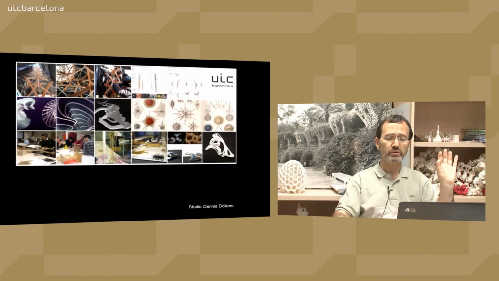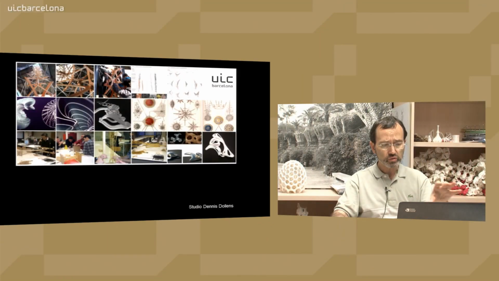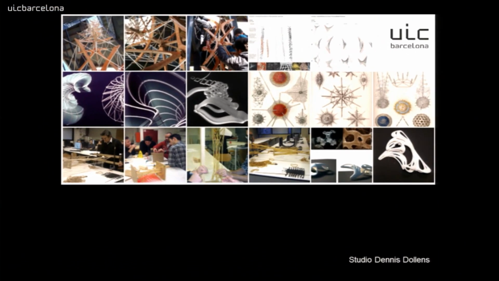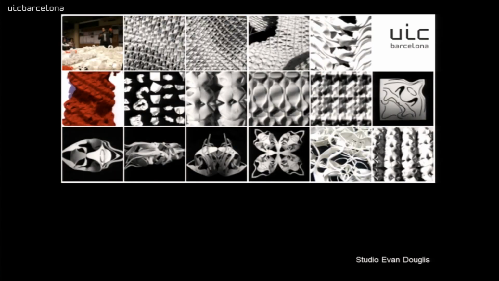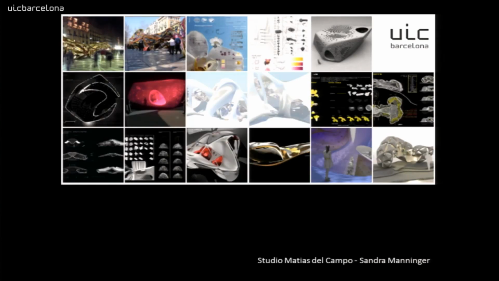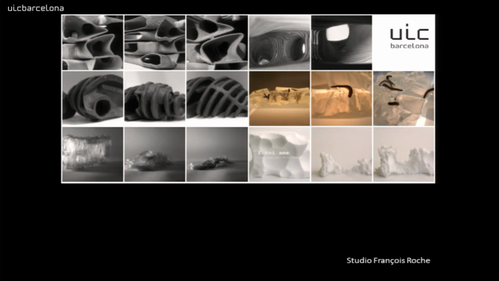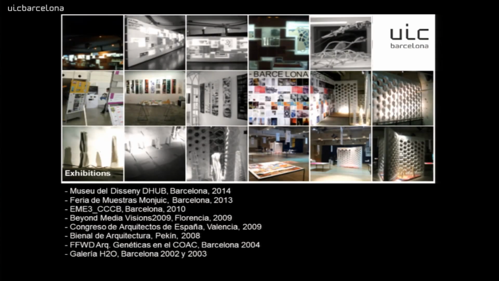Here the different examples of different years, or the studio of Dennis Dollens also, sometimes working in a scale 1:1, making real models of real architecture with the CNC machines, or here the studio of Evan Douglas that now is teaching in Rensselaer Institute close to New York, or the studio of Matias Del Campo that now is teaching in the University of Michigan, or the studio of Francois Roche that was teaching very many years in the Columbia University and now is in the Bangkok University, etc.